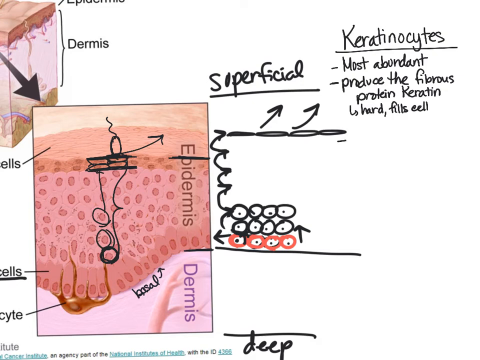Another thing that keratinocytes do is they produce lamellar granules. So lamellar granules are these lipids that we talked about. So this is a water repellent sealant.